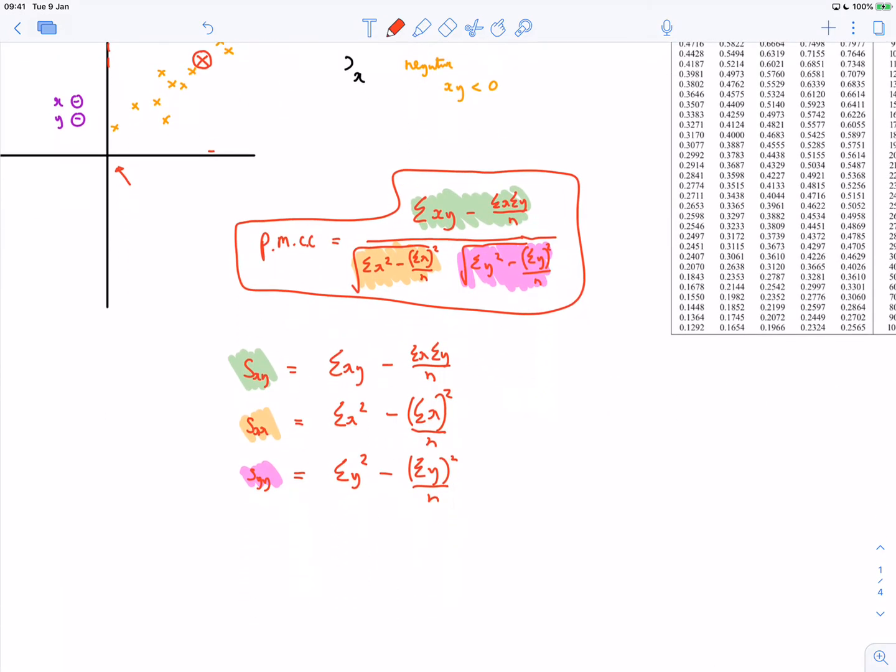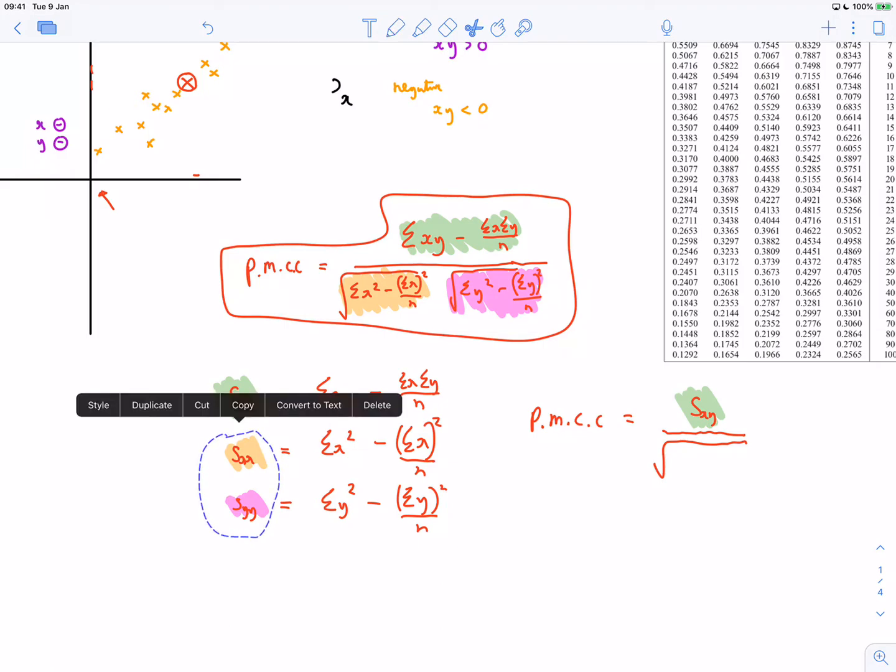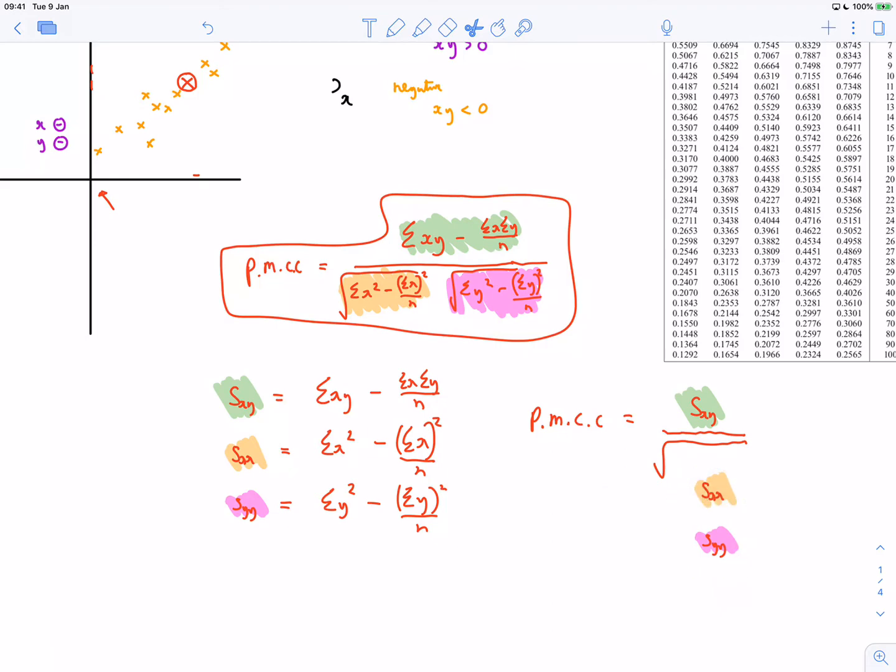Okay, so in other words, if I want to use my new lingo, the PMCC is just going to be Sxy over the square root of, now because these are surds, I can combine them, so I'll put these two over here, Sxx times Syy, like so. Okay, that's a key result.